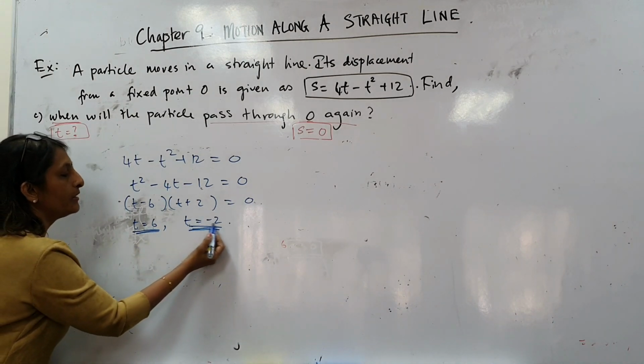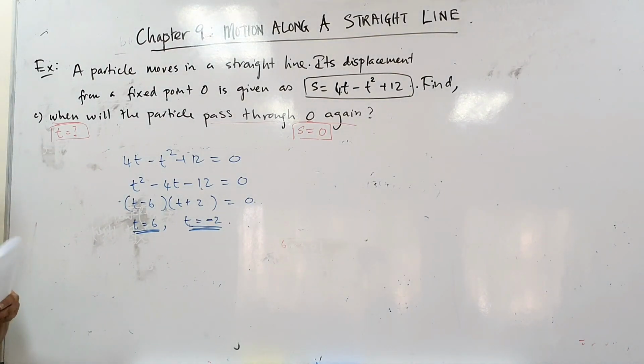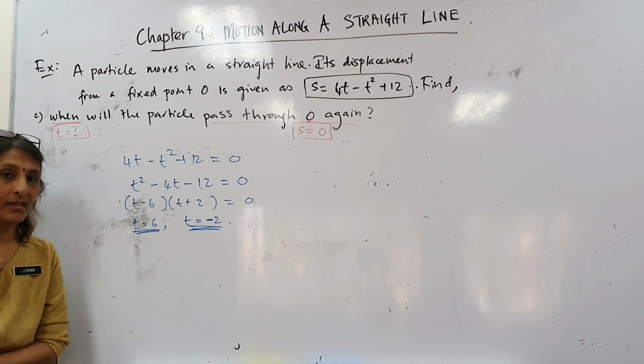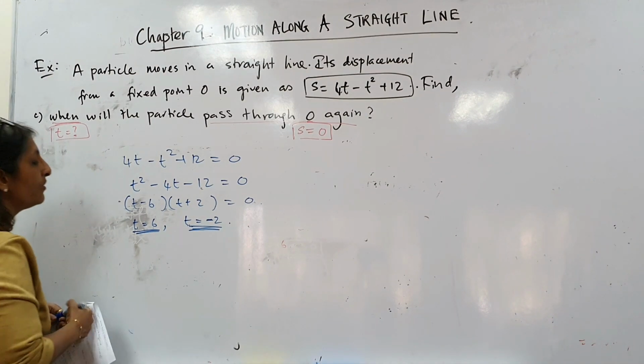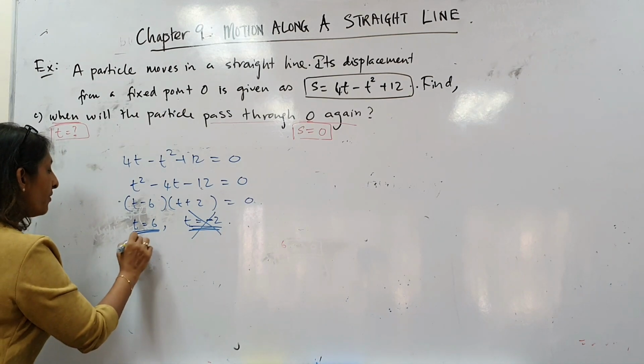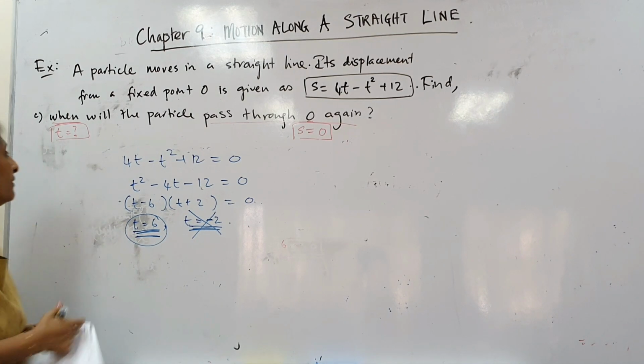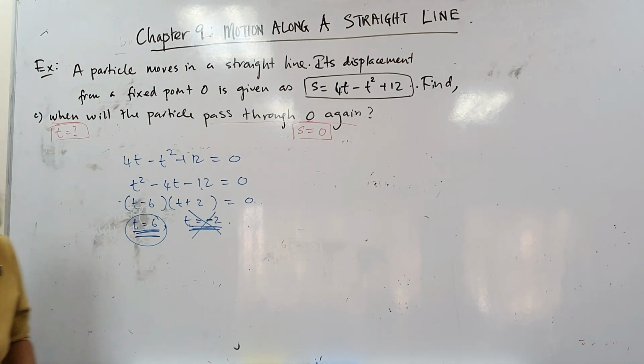So t is 6 and t is negative 2. Is it possible to have a negative time? Can you say, oh, it's negative 2 seconds now? No such thing, right? So we will ignore this because t cannot be negative, and therefore your final answer is t equals to 6. Alright? Okay. Next one.